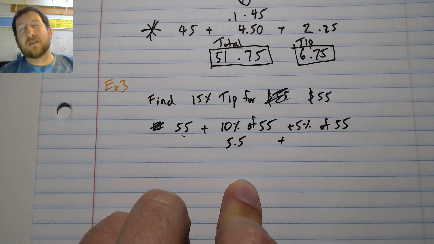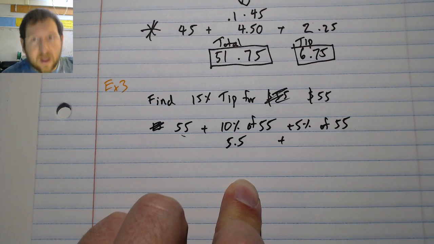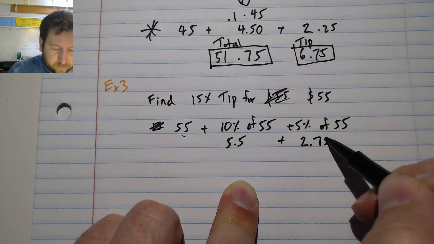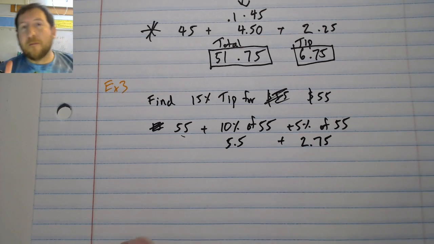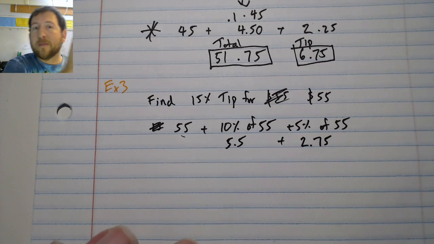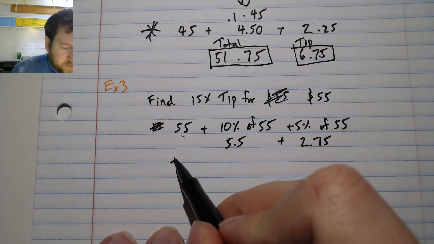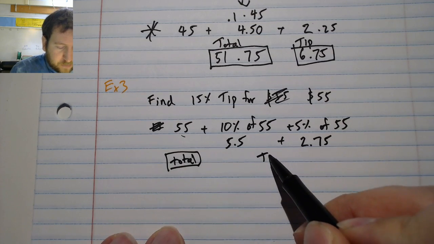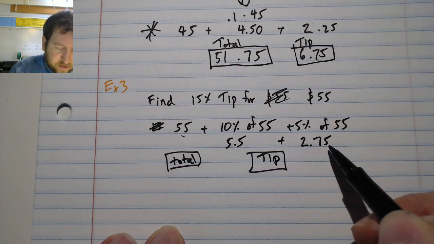Half of $5.50 is, let's see, half of $5 is $2.50, so $2.75 is going to be half of that. And this is math that I should be able to do in my head. Now, many of these questions are going to ask for the total amount on your bill, and some are just going to ask for the tip. So we're going to write both on our example here, the total and our tip. My tip is $5.50 and $2.75.